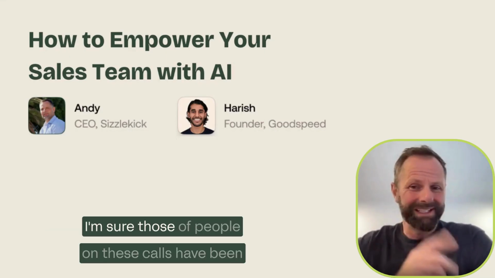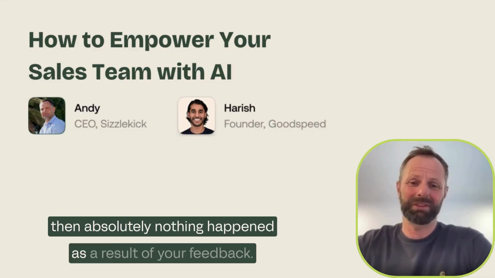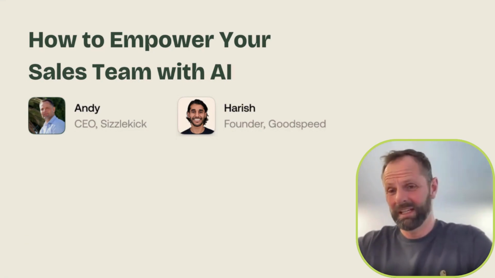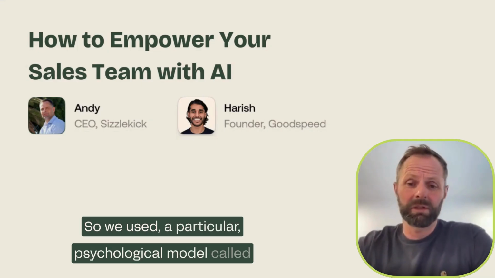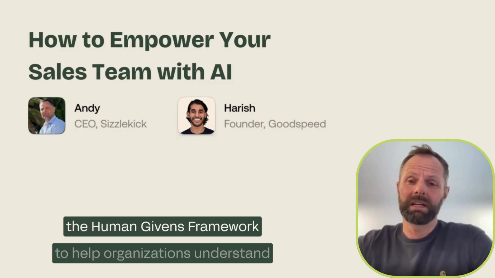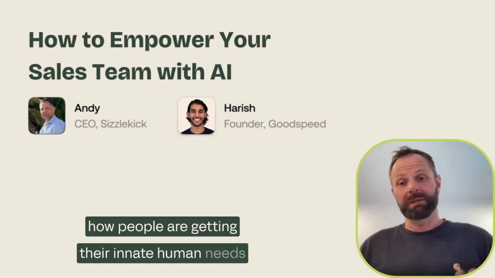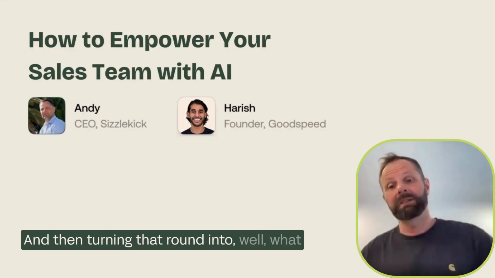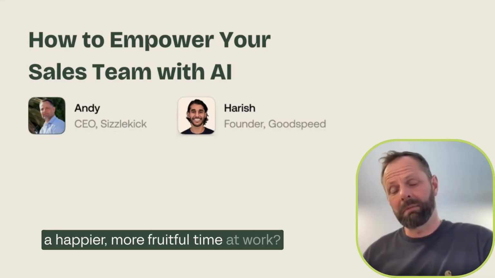I'm sure loads of the people on these calls have been asked to fill in engagement surveys in the past, and then absolutely nothing happened as a result of your feedback, which is really frustrating and disengaging, in fact. So we used a particular psychological model called the Human Givens framework to help organizations understand how people are getting their innate human needs met through the experience they're having at work, and then turning that round into, well, what can you actually do to help people have a happier, more fruitful time at work?